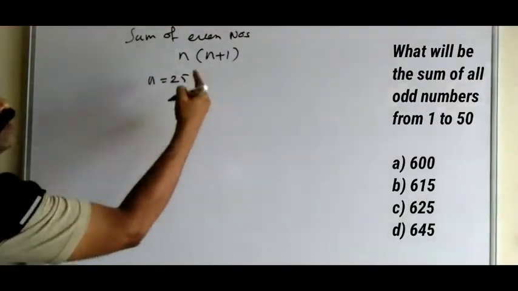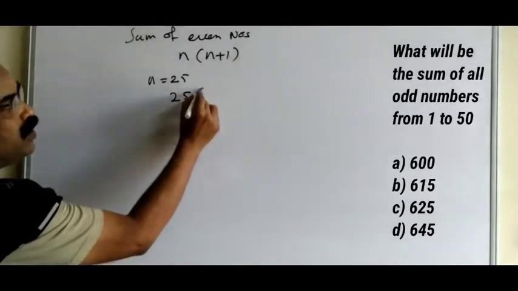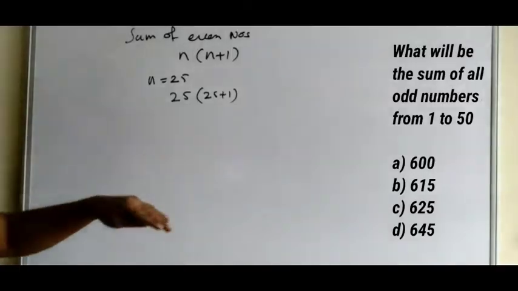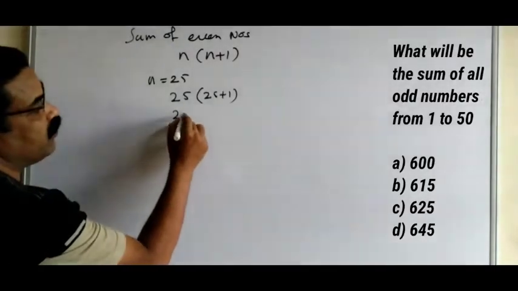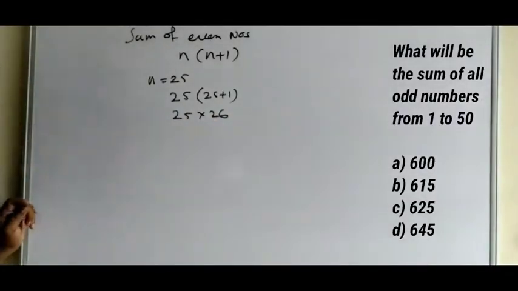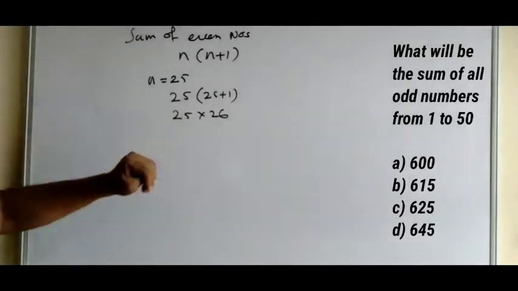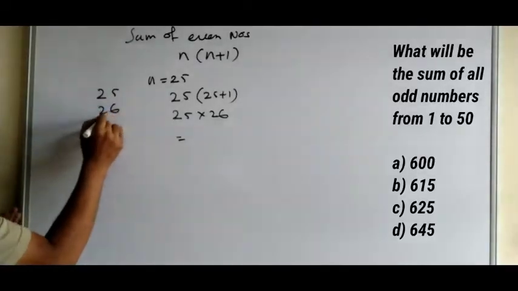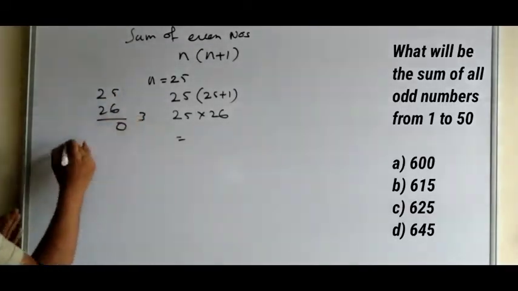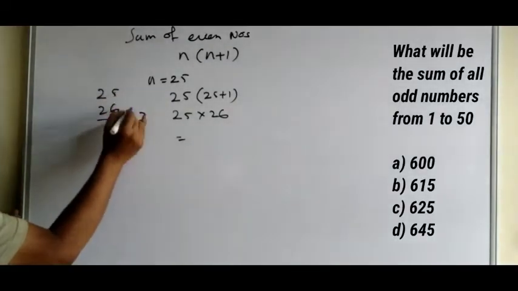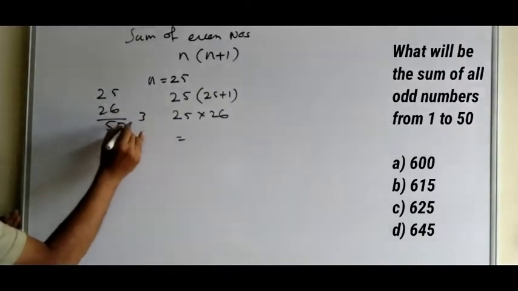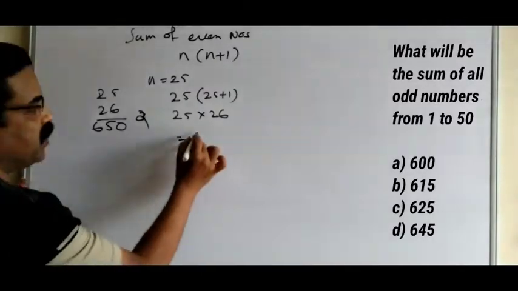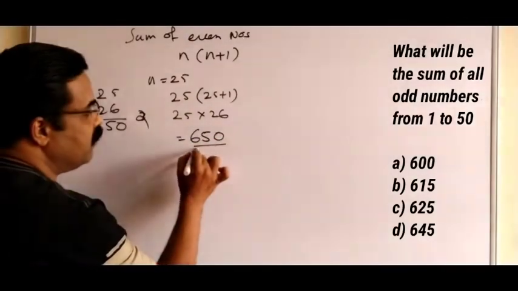So n into n plus 1 will become 25 into 25 plus 1. So you can say this is 25 into 26. So how much it will be? You can calculate it as 25 and 26. 6 5s are 30, balance 3. 12 and 10, 22 plus 3, 25, balance 2. 4 plus 2, 6. 650. So 650 will be the answer.